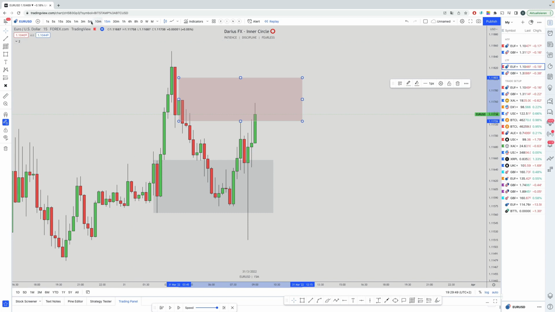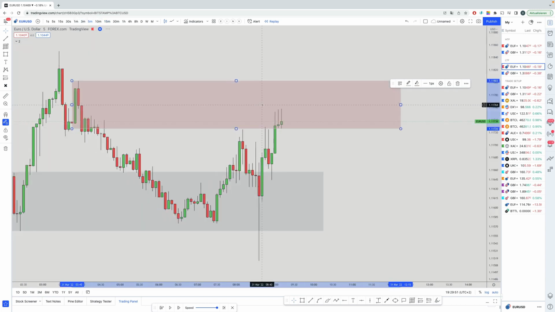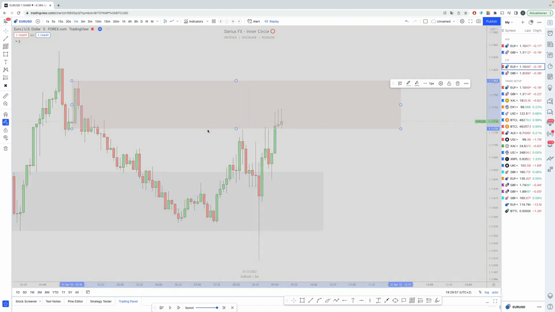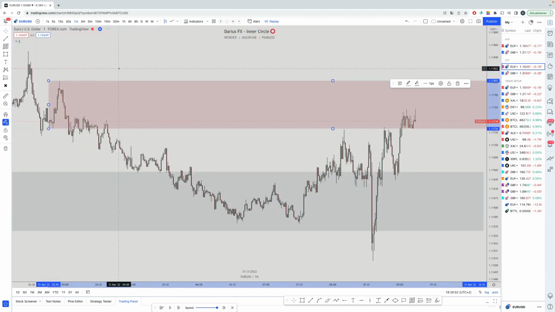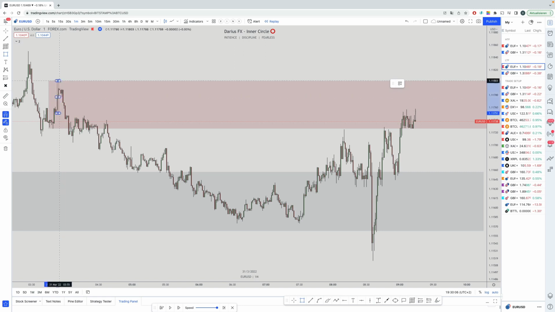Now within this supply zone, what we do is refine everything down. So you got here the M5 range. Let's check out the M1. What do we got on the M1? We got, yeah, also here this supply range.